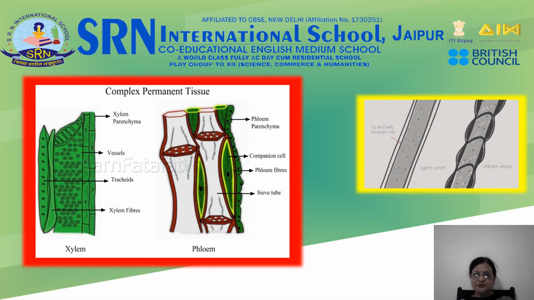Complex permanent tissues are of two types: xylem and phloem. Xylem has four components: xylem parenchyma, vessels, tracheids, and xylem fibers. Phloem also has four elements: phloem parenchyma, phloem fibers, companion cells, and sieve tubes.